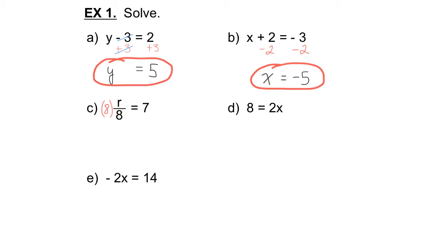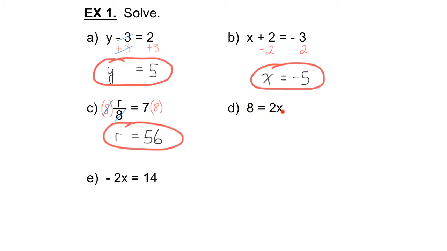Since we made that change, we have to maintain balance. So we have to do the same change on the right-hand side. So both sides get multiplied by 8. Divide by 8 times 8, those are opposites. They cancel out. So on the left, we're left with r. On the right, we have 7 times 8, which is 56. So r equals 56.